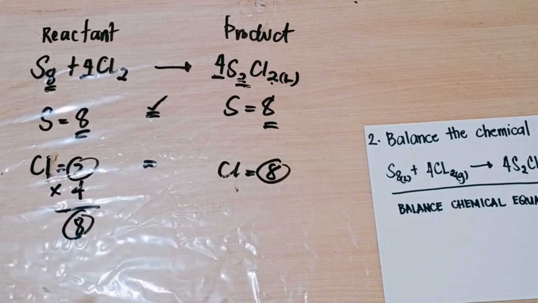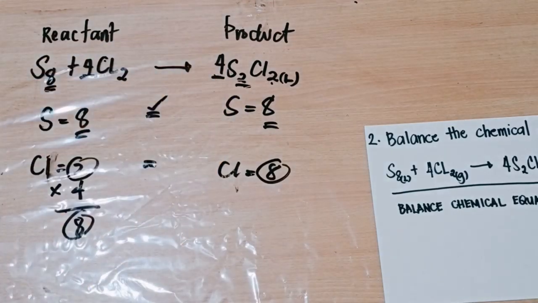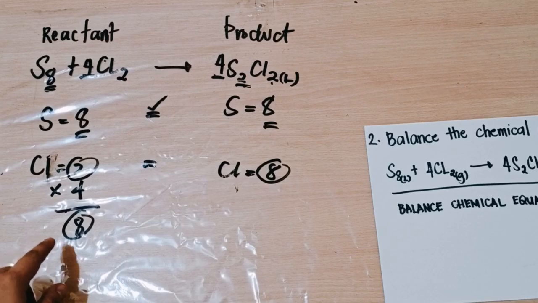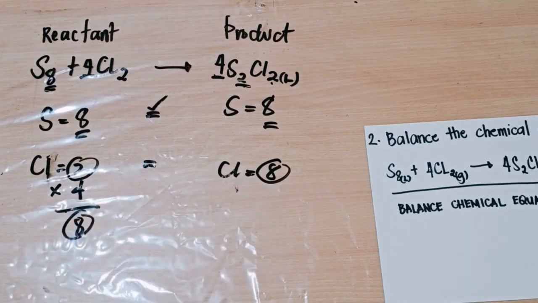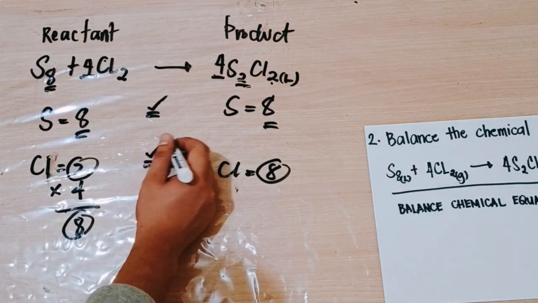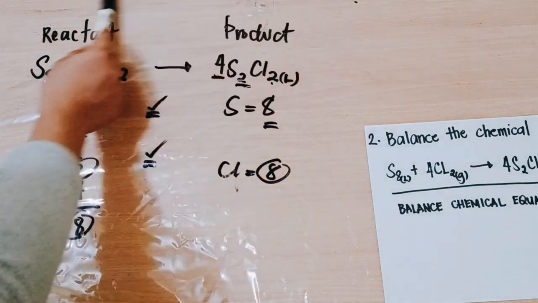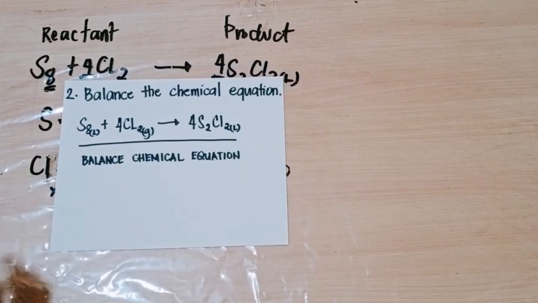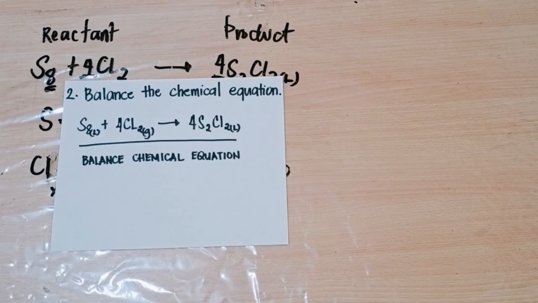So, check natin. So, we have again 8 sulfur and 8 sulfur sa product. And at the same time, we have 8 chlorine saka 8 chlorine doon sa dalawang reactions. So, meaning, na-balance na yung equation. So, this is how you balance a chemical equation. So, again, balik tayo doon sa step 2, balance the chemical equation.